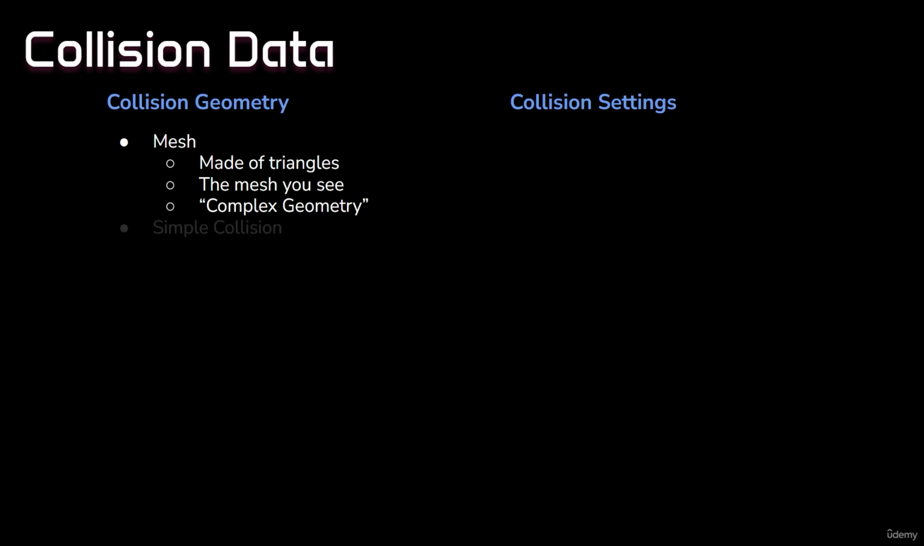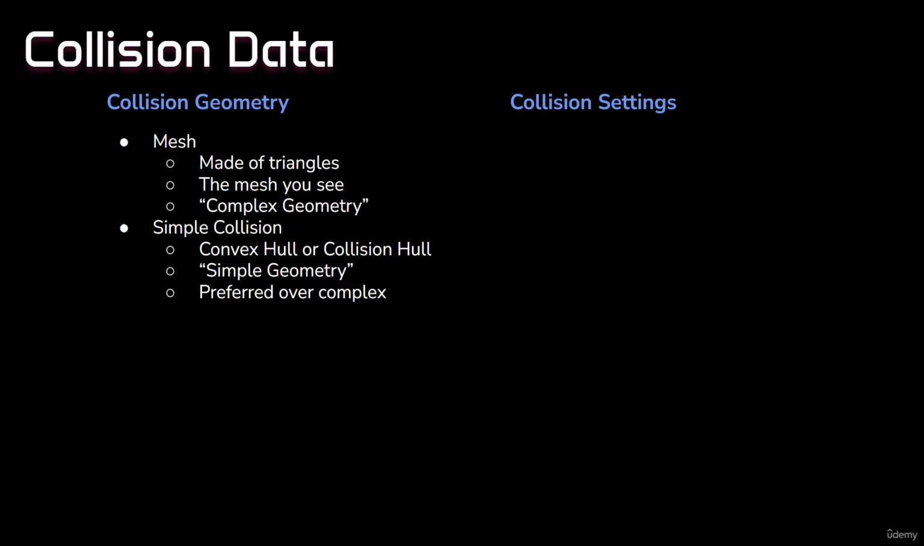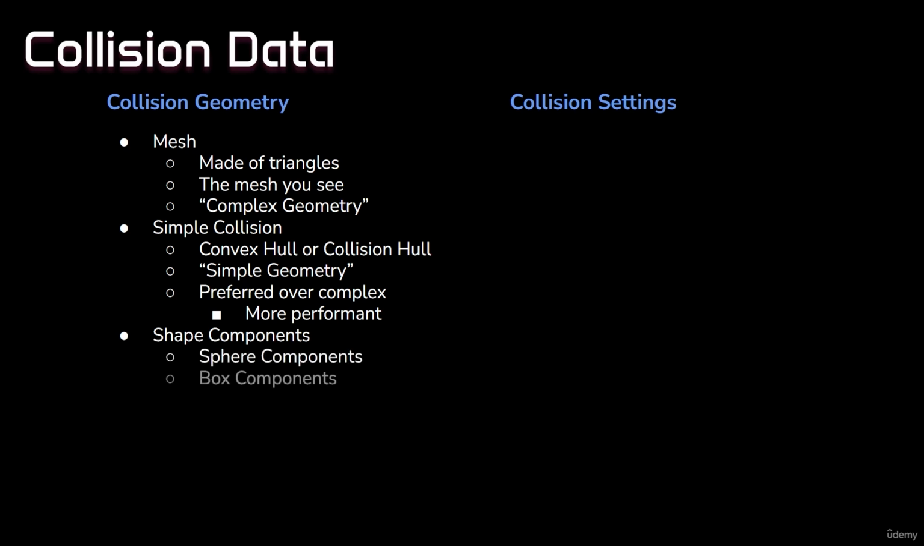Static meshes can also have simpler collision shapes that are invisible. We often refer to these as convex hulls or collision hulls, or simply the simple geometry. We prefer to use these for collisions over the complex mesh because it requires simpler calculations and is more performant. Other types of components can be used for collision, such as shape components. These are things like sphere components, box components, capsule components, etc. But collision can take other forms in the engine, such as foliage, landscapes, and physics assets, a type of asset we'll learn about later on, so it's important to keep in mind that this is not an exhaustive list.